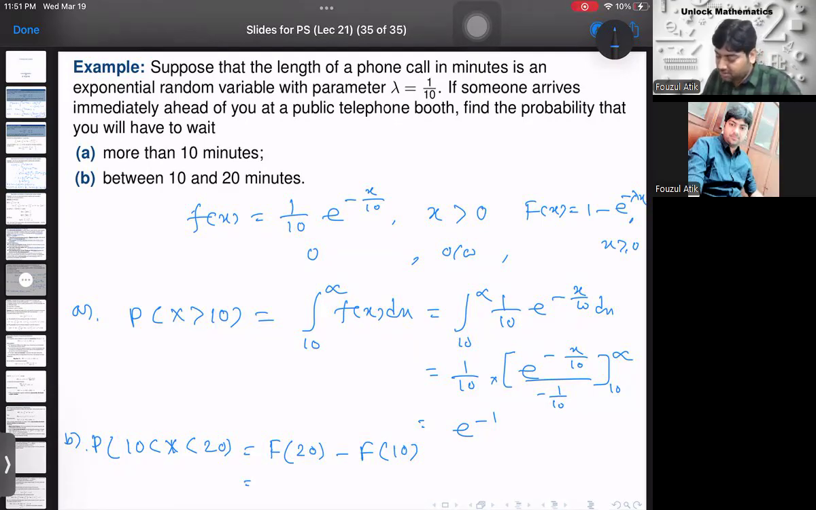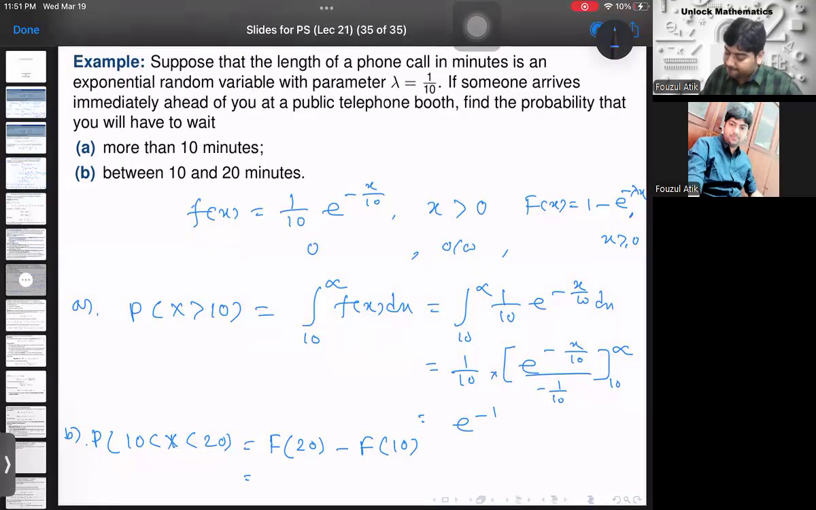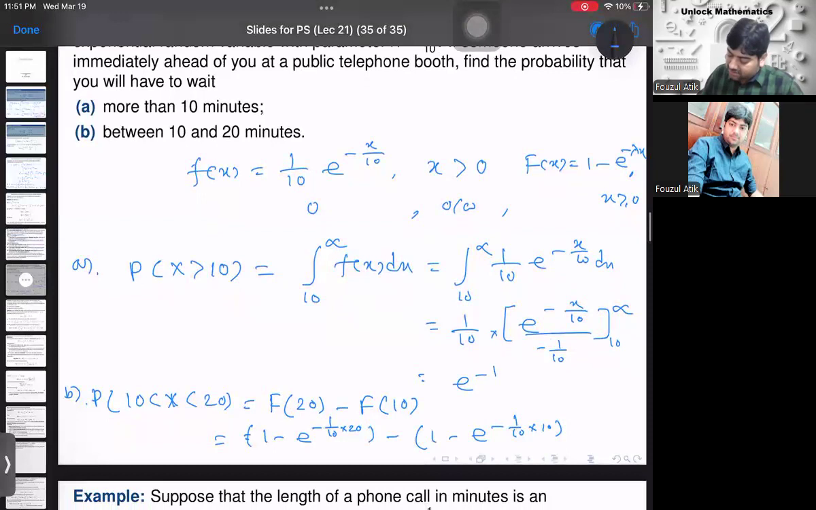F of 20 minus F of 10. So what is F of 20? It is 1 minus e to the power minus 1 by 10 into 20, and then minus F of 10, which is what? 1 minus e to the power minus 1 by 10 into 10. And therefore 1 will be cancelled out. This will be plus e to the power minus 1, with a plus sign, and minus e to the power minus 2. So we got this answer.